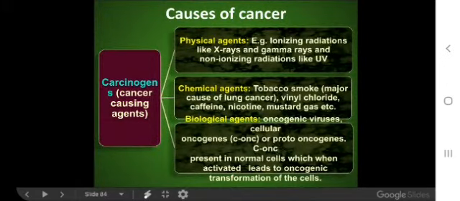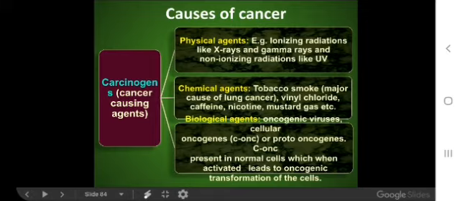Causes of cancer. The agents which cause cancer are known as carcinogens. How many types of carcinogens do we have? We have three types of carcinogens which can cause cancer. Number one is physical agents. Number two is chemical agents. Number three are the biological agents.